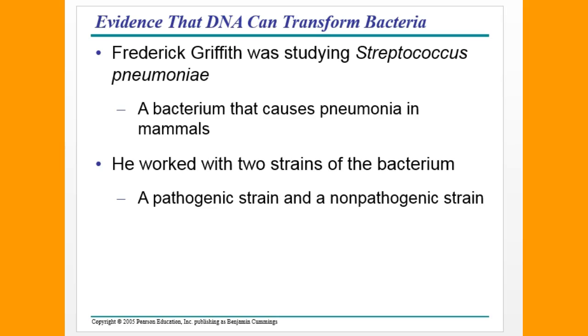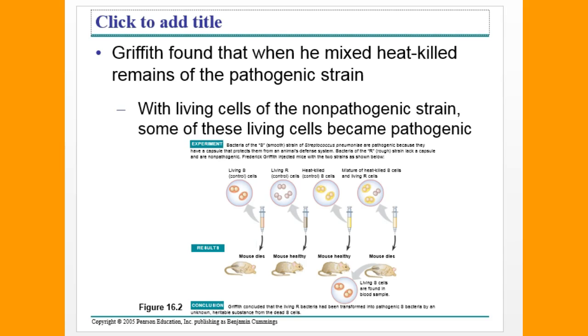Frederick Griffith was a researcher that was studying Streptococcus pneumoniae, a bacterium that causes pneumonia in mammals. He worked with two strains of the bacterium, a pathogenic and a non-pathogenic strain. His test subject was a mouse. He found that when he mixed heat-killed, which means raising the temperature of the solution the bacteria is in to a temperature that is damaging to that cell's DNA, so heat-killing that bacteria, he found that when he mixed those heat-killed remains of the pathogenic strain with living cells of the non-pathogenic strain, some of these living cells became pathogenic. They were able to grow the capsule that protected the pathogenic strain, so those cells were able to become pathogenic.